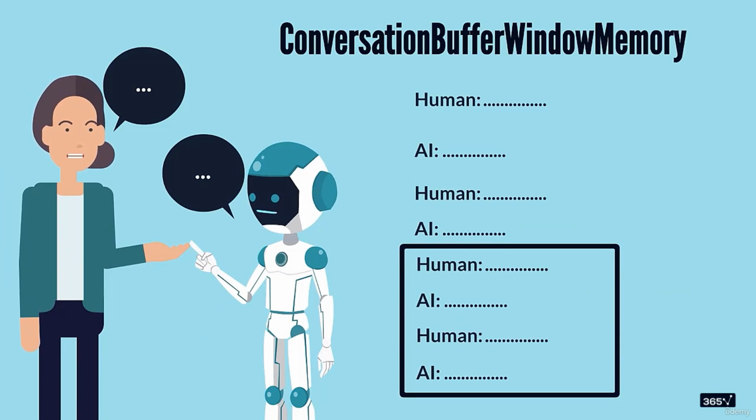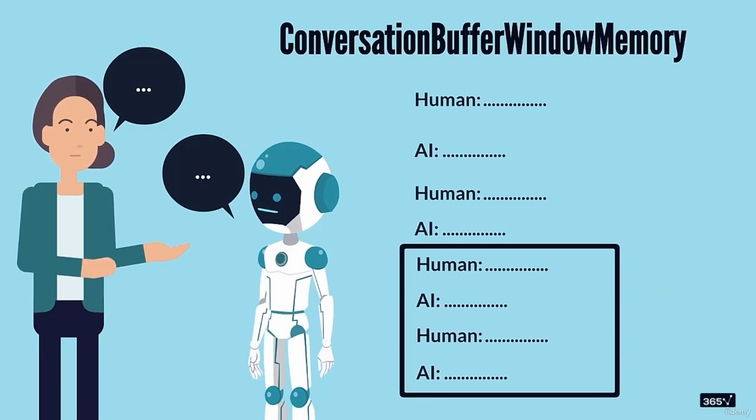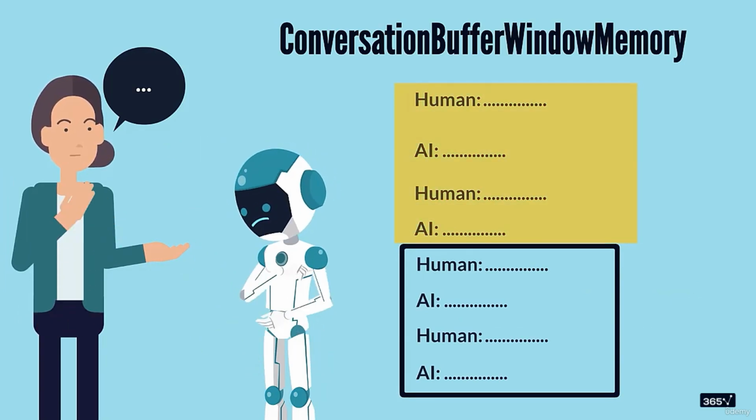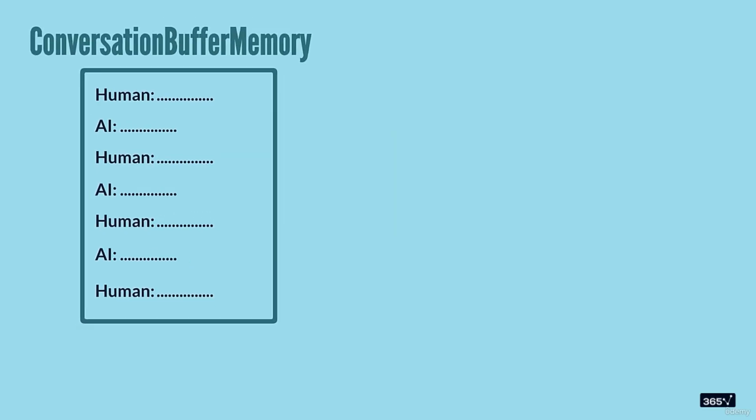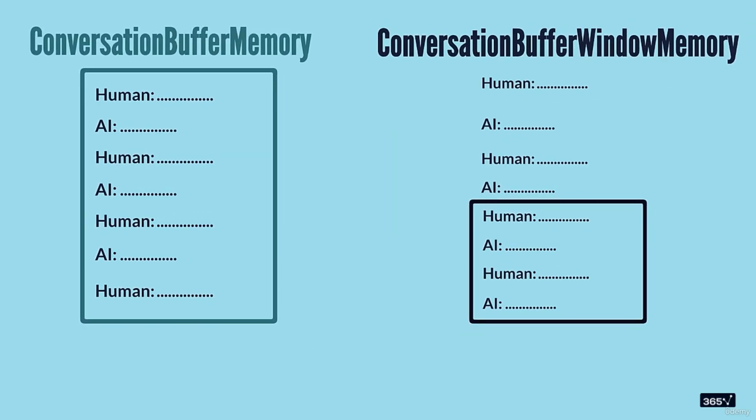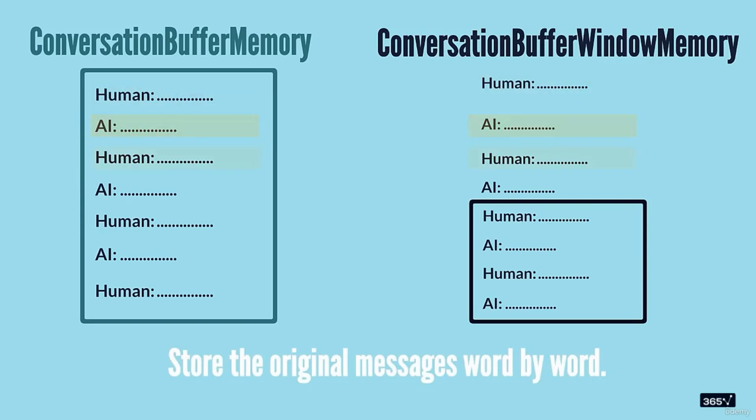Still, the buffer window memory class has the disadvantage that the chatbot will eventually lose the memory of earlier topics. Furthermore, the buffer and the buffer window memory classes store the original messages word by word, which isn't the most efficient approach for implementing chatbot memory.